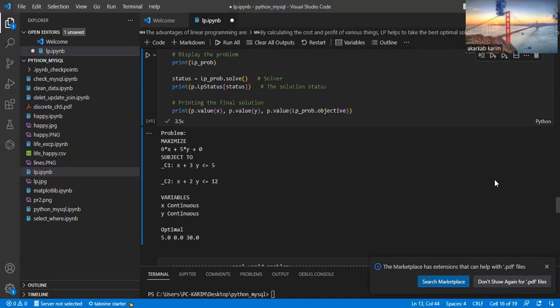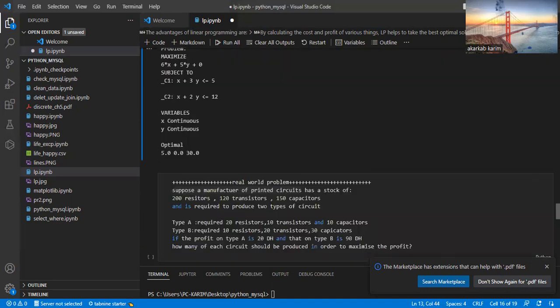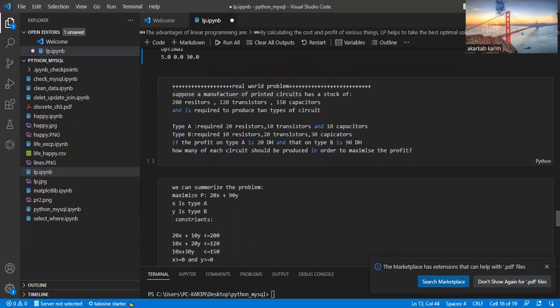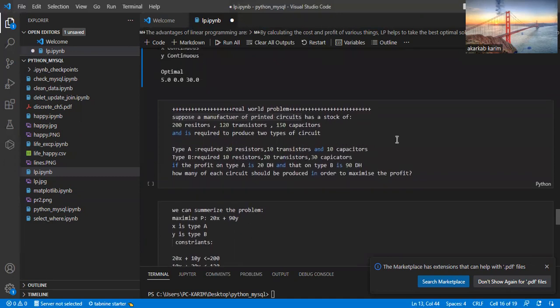We get 13 as the max combination or the max profit we can get when we create 5 of type A. Well, I will show you maybe the last real problem. Suppose a manufacturer of printed circuits has a stock of 200 resistors, 120 transistors, and 150 capacitors, and is required to produce two types of circuit, type A and type B.